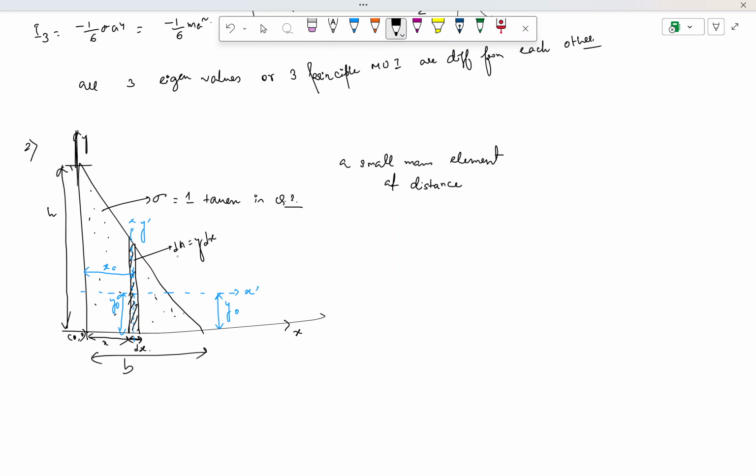One advantage of drawing this symmetry axis is that whenever a mass distribution is symmetric with respect to some axis, the product of inertia term becomes 0 for the area element on that axis configuration. Like in this case, we have considered this x prime y prime axis, about which this area element is symmetric.